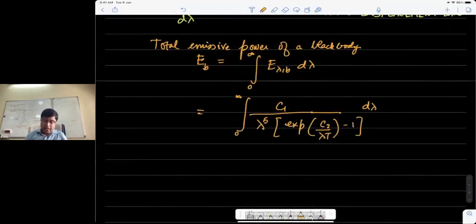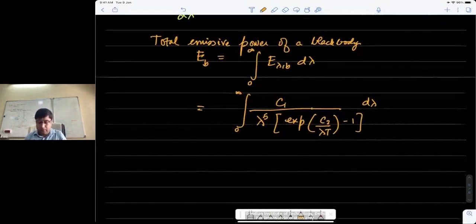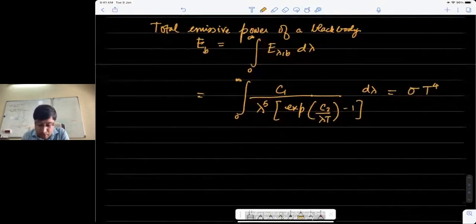So this integral actually is also doable. If you're not familiar with Riemann functions, you may think, what is this, how do you do this? But it is doable, and this actually then comes out to be sigma times T to the power 4. If you can work it out, it would be great. I would encourage you to try and do this, but if not, let's not worry about it.